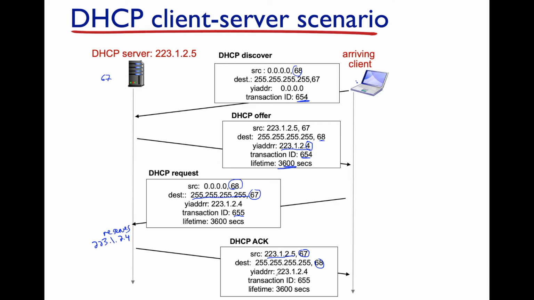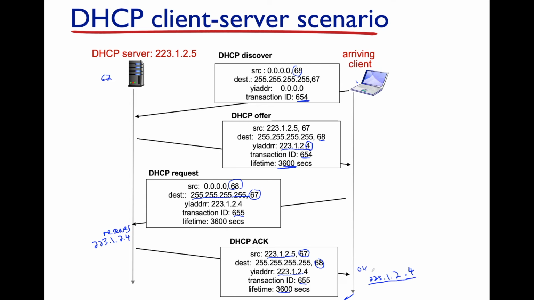Okay, and it has this address, and here's the transaction ID. That way the client knows that this response that was broadcasted is the response to this request to reserve what was offered in the last round trip time. And so the lifetime is 3,600 seconds. And then at this juncture, the client says, okay, now I'm going to set my IP address to be 223.1.2. So that's the 223.1.2 network. The host part is now 4. And after that, any message that goes across, the source IP address is going to be this 223.1.2.4.